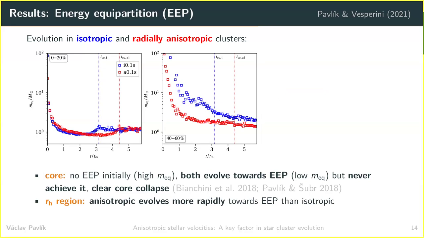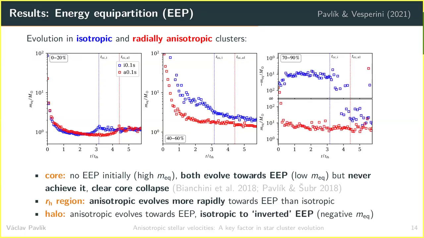Now, if you look in the outer regions, one plot with positive MEQ does not show the whole picture. Now you need to go to negative equipartition mass as well, which means basically the outer regions of your isotropic cluster are evolving away from equipartition to the inverted case, where high mass stars would have higher velocity dispersion than low mass stars.